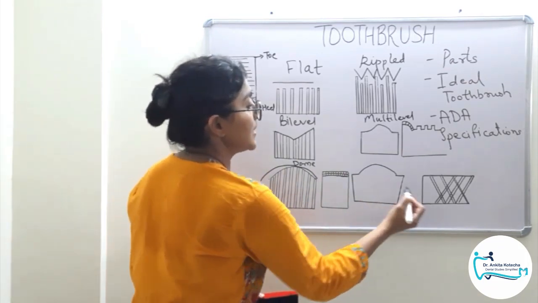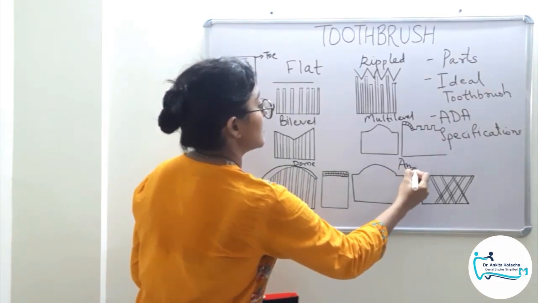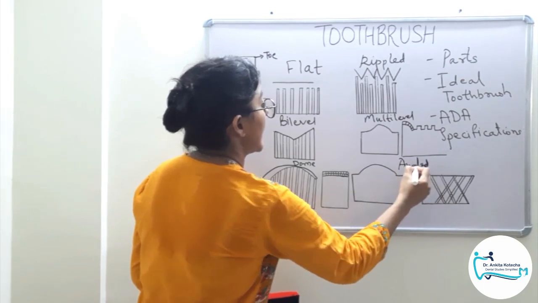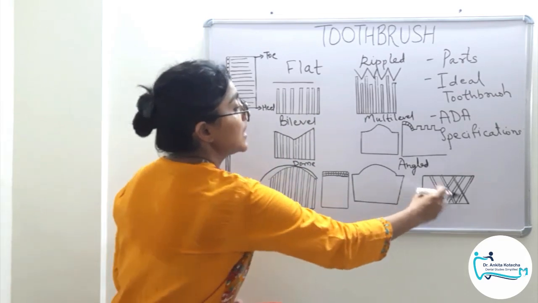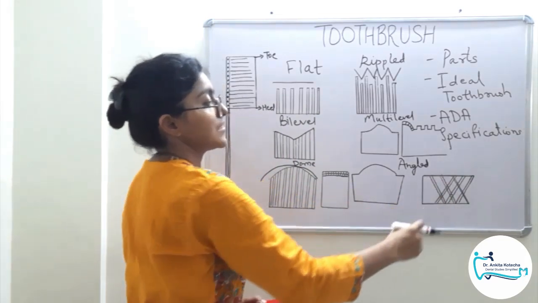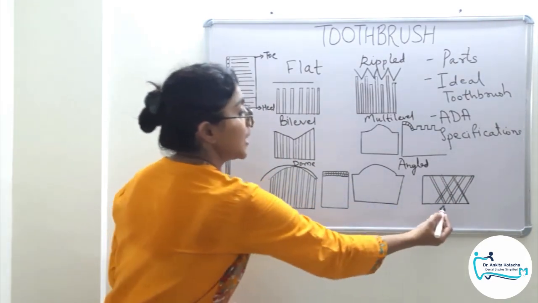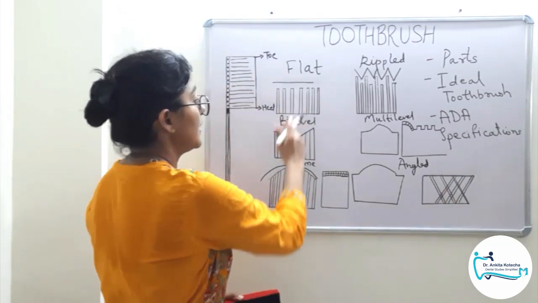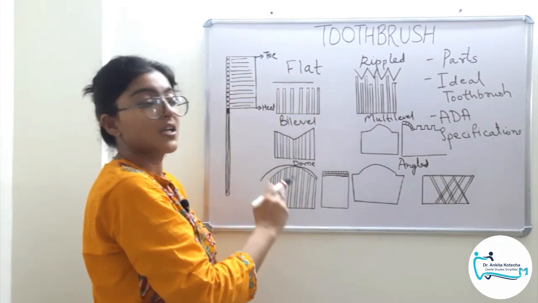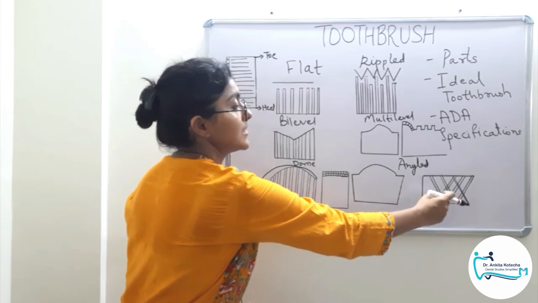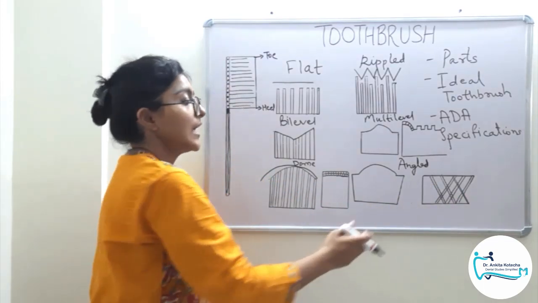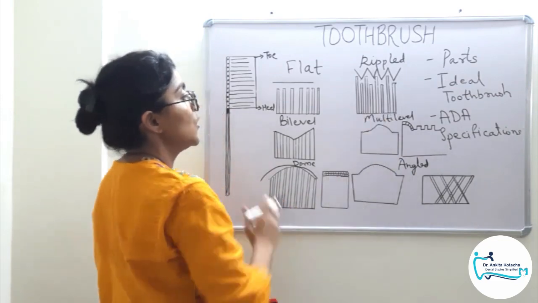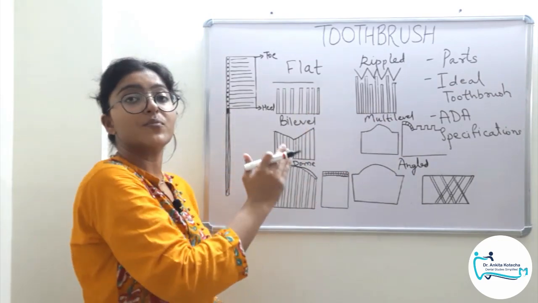And the last variant is angled. Angled is different from the previous variations of bristle plane because here the orientation of the bristle is angular, as you can appreciate in this diagram and the rest of the diagrams. The orientation of the bristles here are in angular fashion, example crisscross bristles. That is why the name angled. So these are the few variations of the bristle pattern.